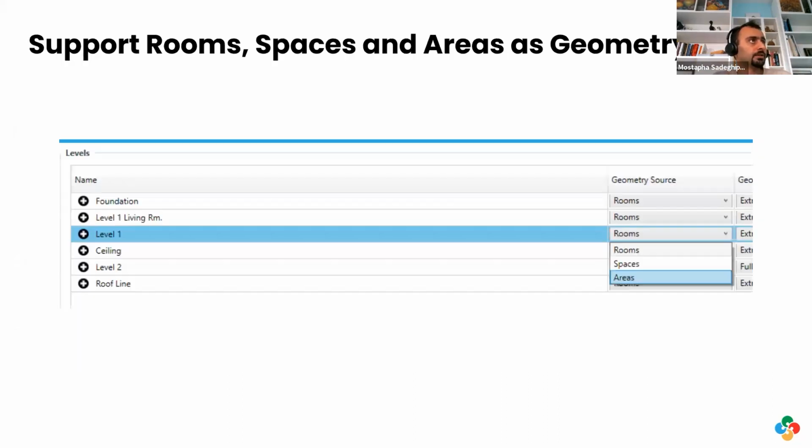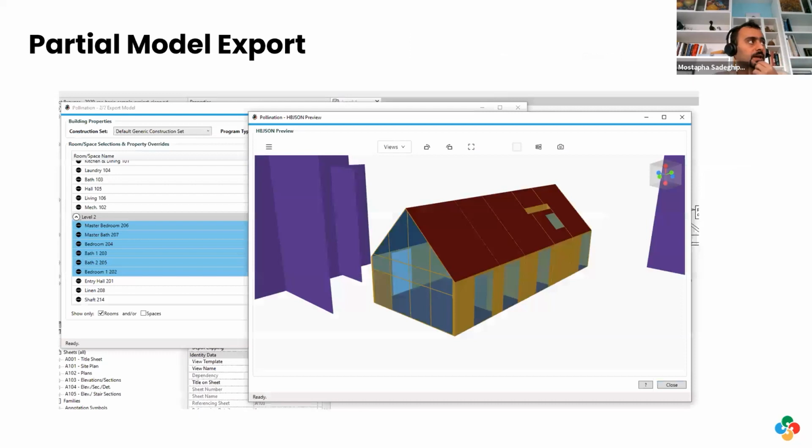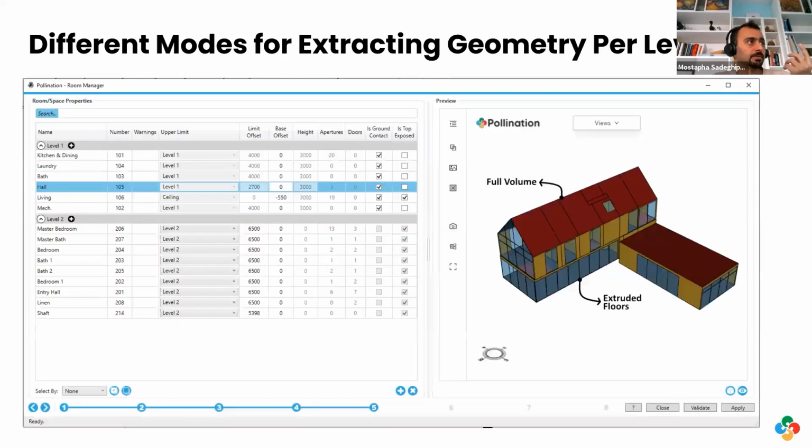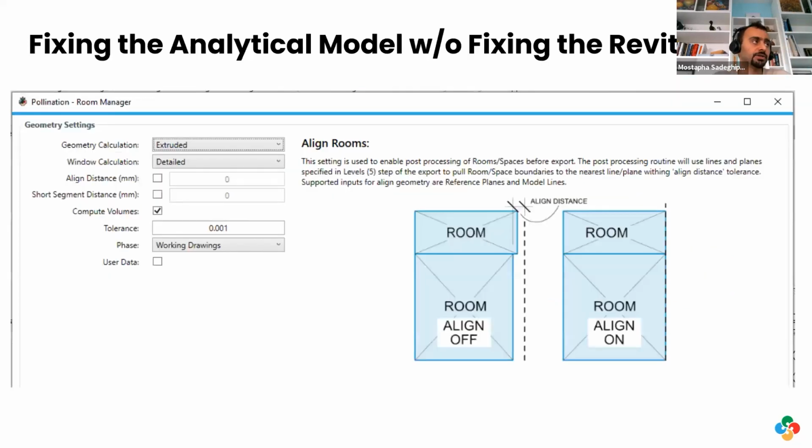We talked about materials that you can export or filter. We talked about rooms, spaces, and areas as options. You saw partial model export. By now, you can mix extruded and full volume. Try to do extruded as much as you can. That will save you time. And we have solutions like minimum hole area or the alignment line that you can take advantage of to clean up your model without cleaning up the Revit model itself.